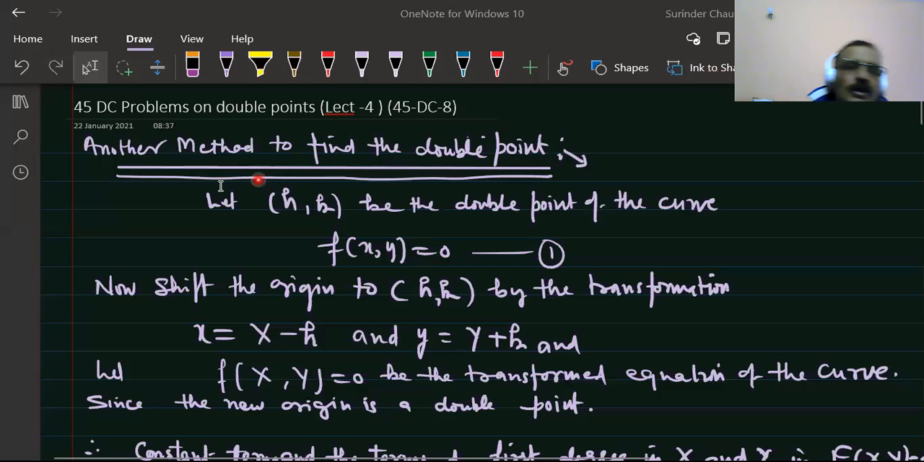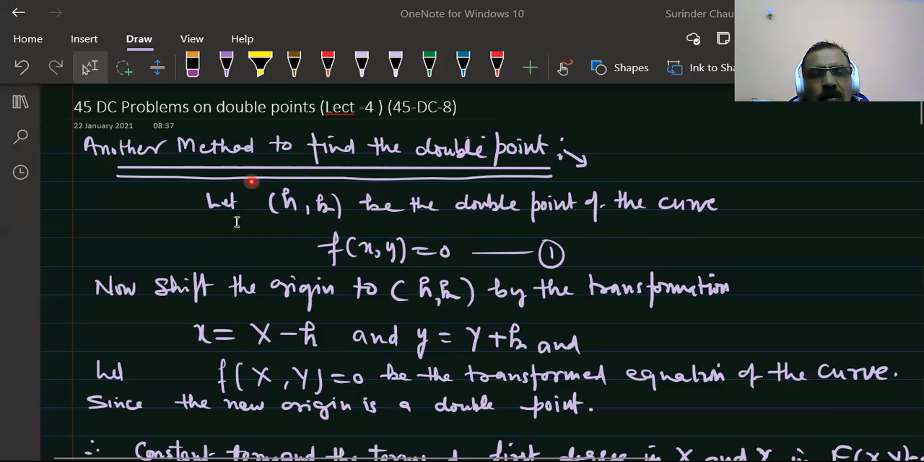Hello friends, in this fourth lecture on singular and double points, we'll discuss another method to find a double point and discuss the problem of finding the position of double points. So another method is: let (h, k) be the double point of the curve f(x, y) = 0.